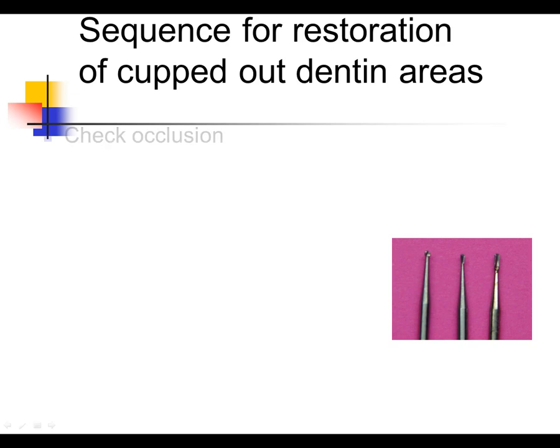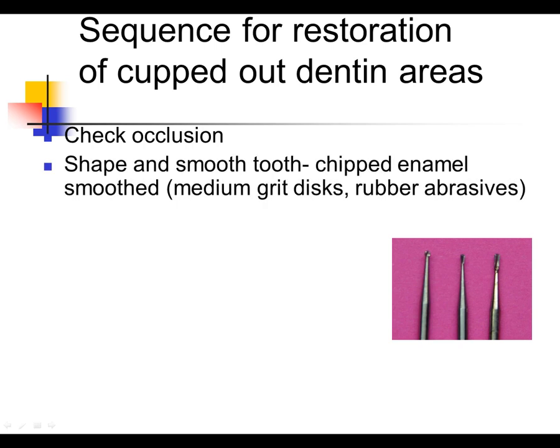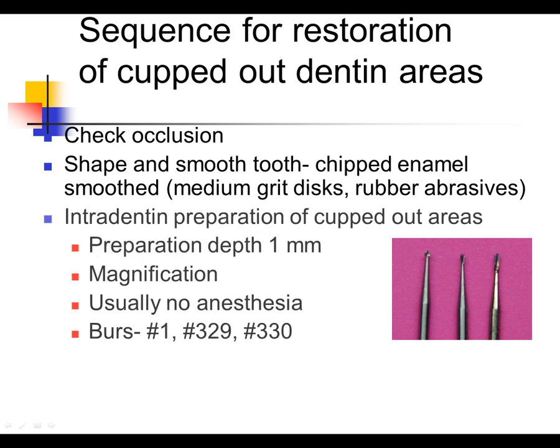to prepare the teeth. First, we need to check occlusion and see what we're doing. The goal is not to build up the incisal gingival length of the teeth, but rather to restore it to the current occlusion. We're going to shape and smooth the tip, smoothing chipped enamel with medium grit abrasive discs and rubber abrasives. Our intradentin preparation of the cupped out areas will be to a depth of a minimum of 1 millimeter. We'll use magnification, and usually there's no need for anesthesia.